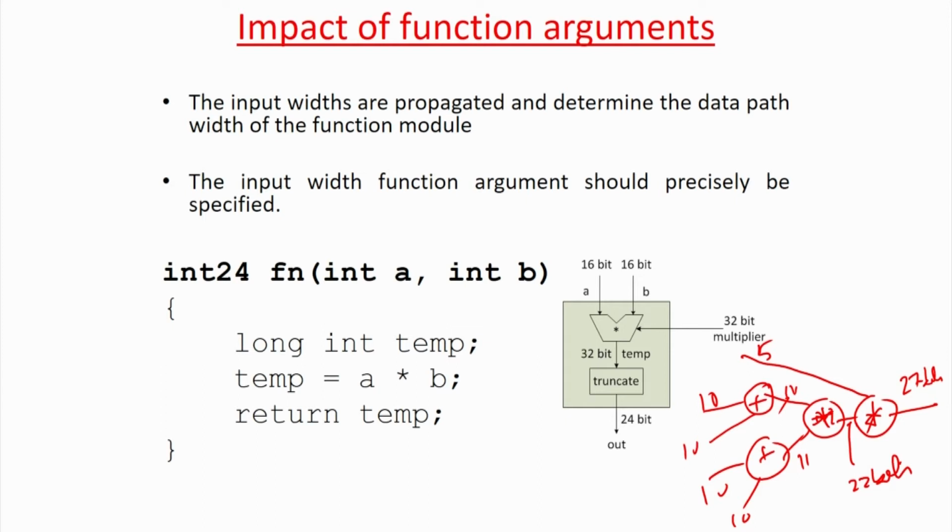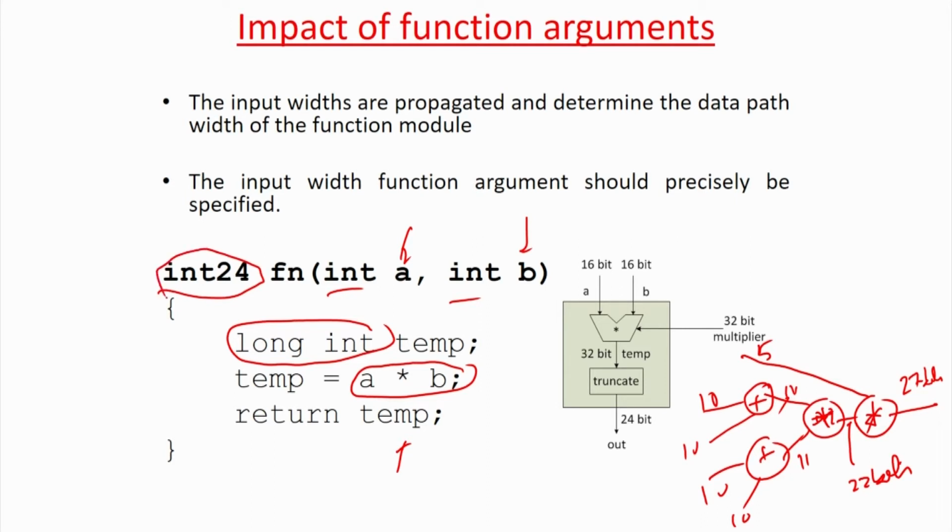Here is an example. Suppose you have written this function where you pass arguments a and b, calculate just a star b and return that output. You define long int here, and this is integer and this is integer, and the output is 24 bits. This is a customized version for Xilinx. I am using this notation, but for any other tool the declaration type may be different, but they have the option to customize your data path.